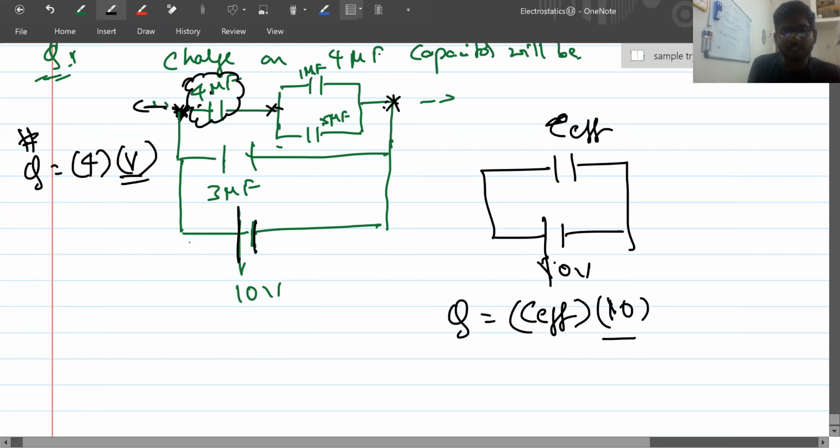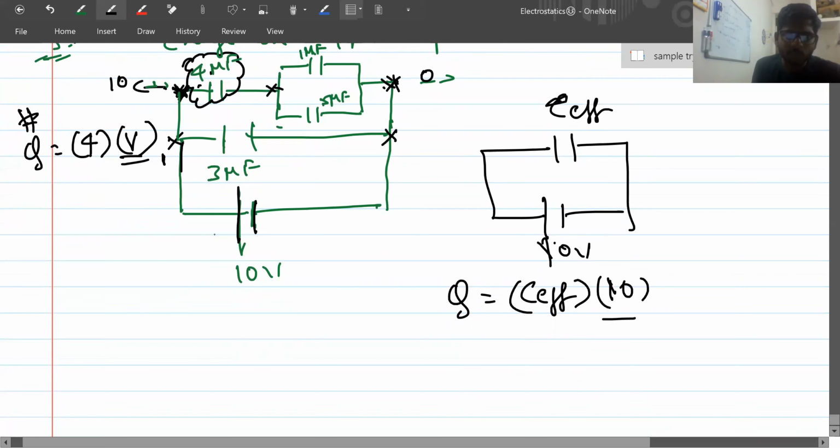First thing is the potential difference across this 3 microfarad capacitor is 10 volts, because it is connected to a battery of 10 volts. Similarly, the potential difference across this entire series combination of capacitors is again 10 volts. So now, what is the effective capacitance of this circuit? This will be 5, and these are in parallel. So 5 plus 1, that is 6. 6 and 4 are in series. So 6 into 4 by 6 plus 4, that is 10. 2.4 microfarad will be the effective capacitance of this entire line.